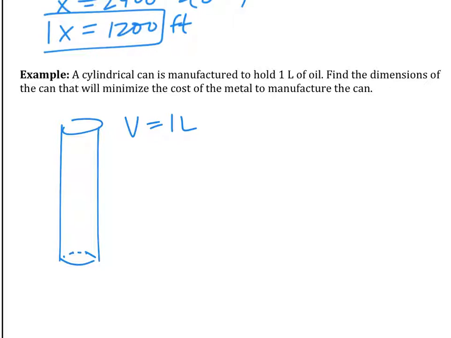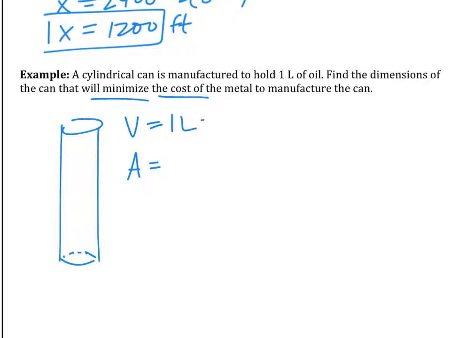Find the dimension of the can that will minimize the cost of the metal to manufacture the can. So they want to minimize what? Surface area. They want to minimize the cost to make this can. So think about what holds the can. It's the outside and the top and bottom, so that is the surface area of the can. Okay, so let's just use A.